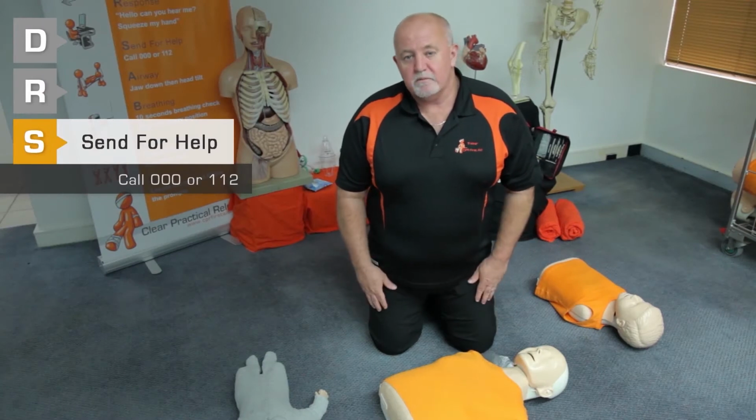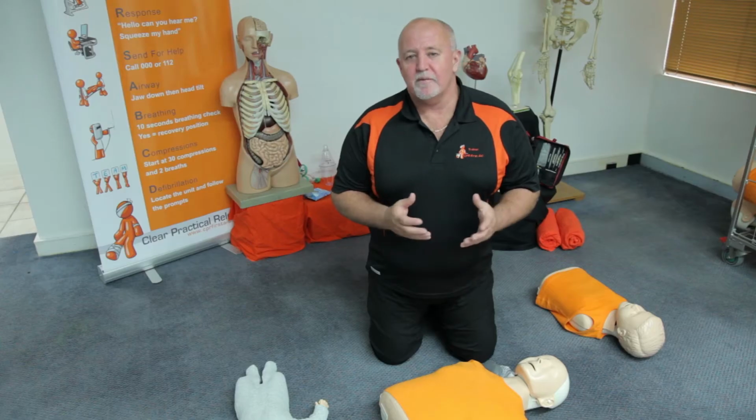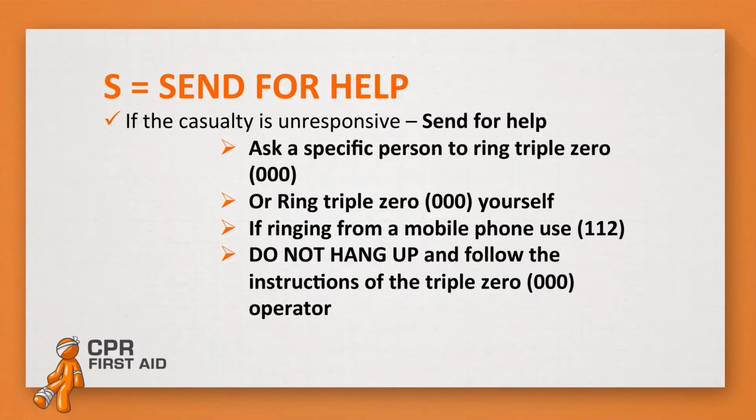The next phase, send for help. The primary means by which we contact the emergency services in Australia is 000. We also have an alternative number being 112. This, however, can only be used on digital mobile phones.